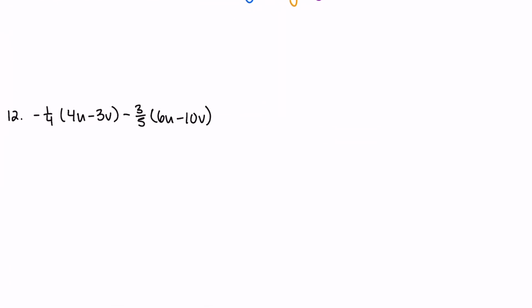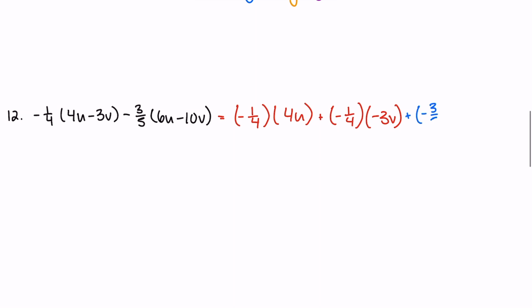For question 12, we have -1/4 being distributed to everything in here, and a -3/5 being distributed to everything over here. So let's start with the one on the left. So that's going to give us -1/4 times 4u, and then we also are adding -1/4 times -3v. And for our next part, I'll do that in blue. We're distributing our -3/5 to our 6u, and we're also distributing our -3/5 to our -10v.